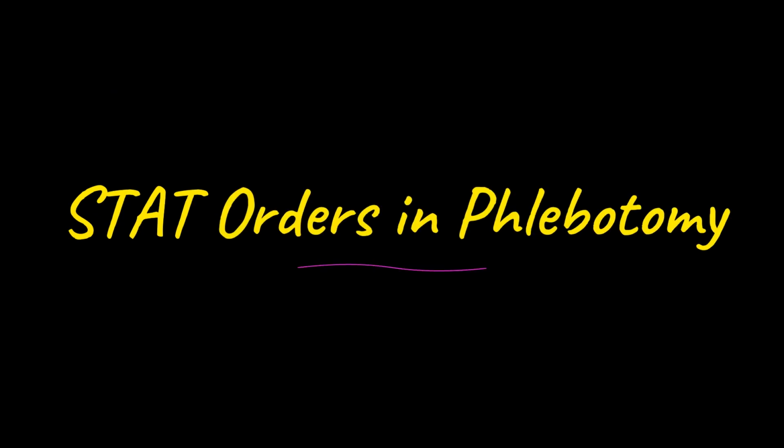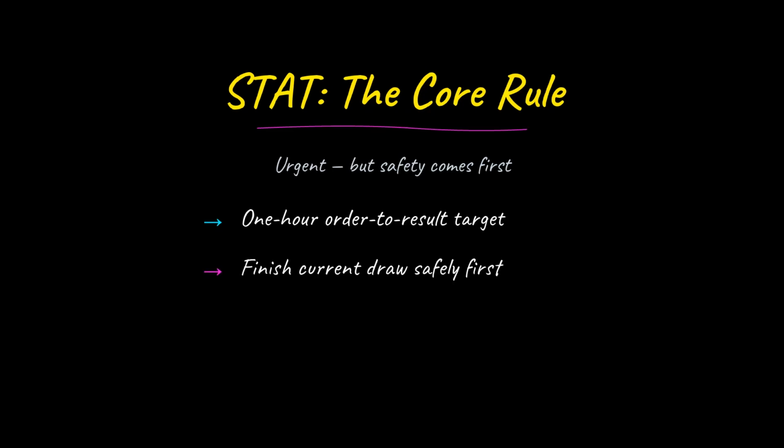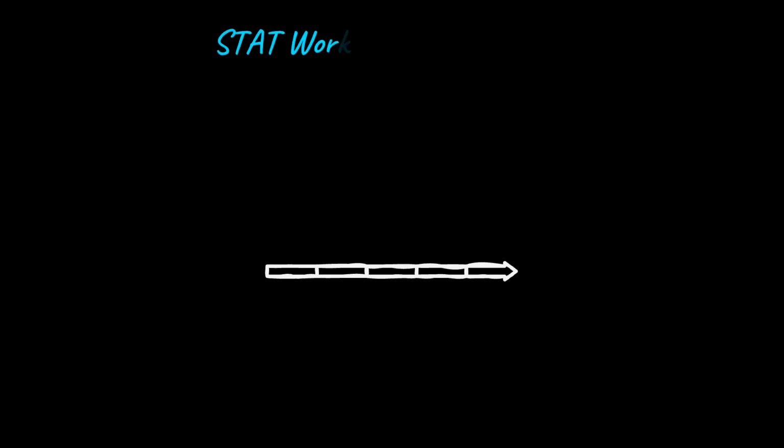A stat laboratory order is a priority designation, meaning the test must move from order to result within roughly 1 hour. Understanding how phlebotomists handle a stat request during an active draw is the key principle the exam tests. The rule balances urgency against immediate patient safety. A stat request moves to the front of the queue, but the front of the queue only starts after the active venipuncture is safely completed.